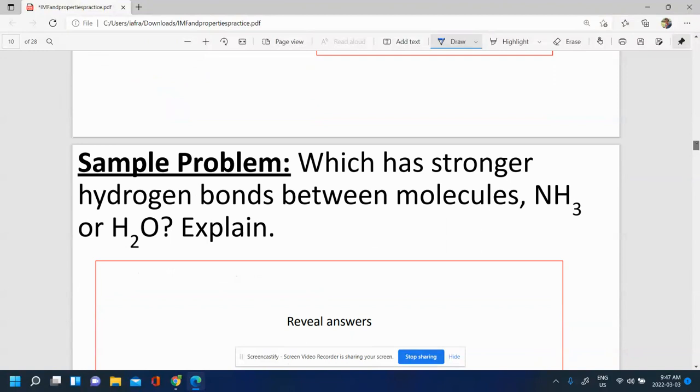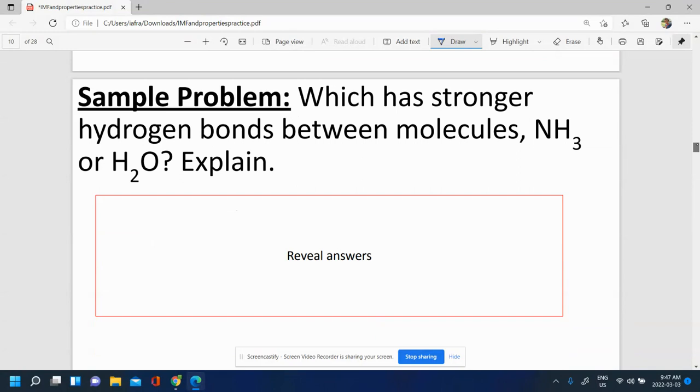Which has the stronger hydrogen bonds between molecules, NH3 or H2O? In a question like this, we can draw them out just to show what it looks like. I don't know why I drew them in this position, but this is a partial positive, partial negative. Let's put our lone pairs there just to show that as well. This is a hydrogen bond between water molecules, and over here, we'd have a hydrogen bond between ammonia and another ammonia.